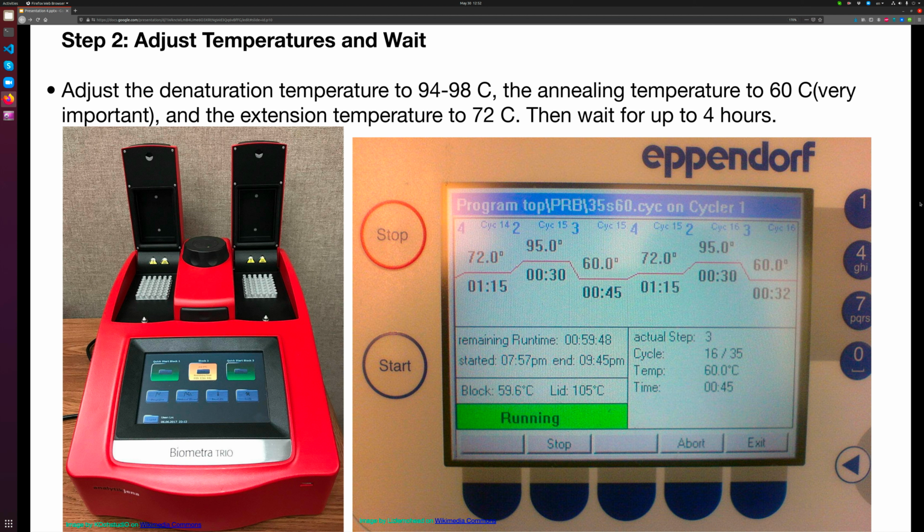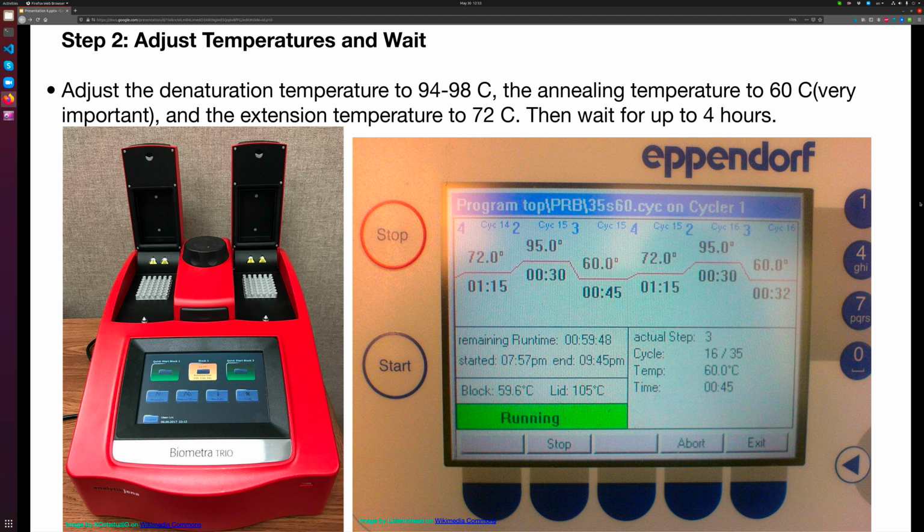The second step is to adjust the temperatures and wait. Now I have to adjust the denaturation temperature to around 94 to 98 Celsius, the annealing temperature to 60 Celsius, which is very important because the PCR master mix has a universal annealing temperature, and the extension temperature to 72 Celsius. Then wait for up to 4 hours.